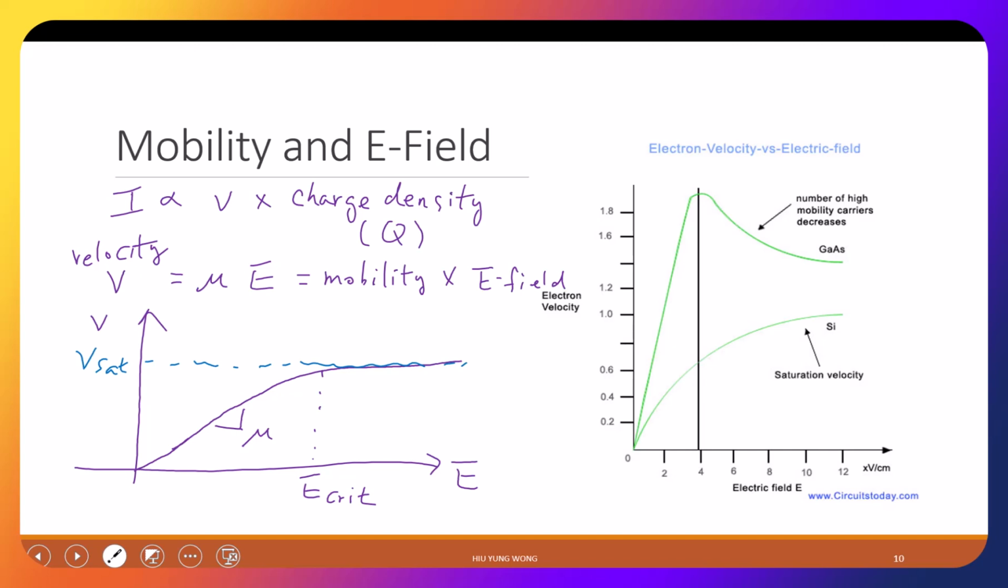It's just like at the beginning, they populate the valley. Most of them are light electrons, so they move very fast. But when they gain enough energy, they get scattered to the heavy valley, so they become heavy. They become heavy, so they move slow. And that's why you have this negative differential curve. Okay? But no worry about this. We will discuss a little bit more later. But at this point, remember, velocity is proportional to mobility times electric field. And eventually it saturates at saturation velocity.